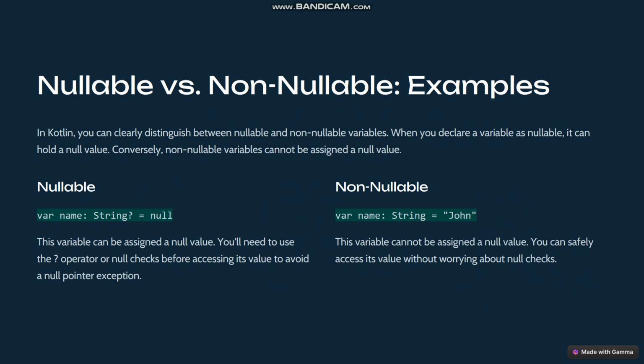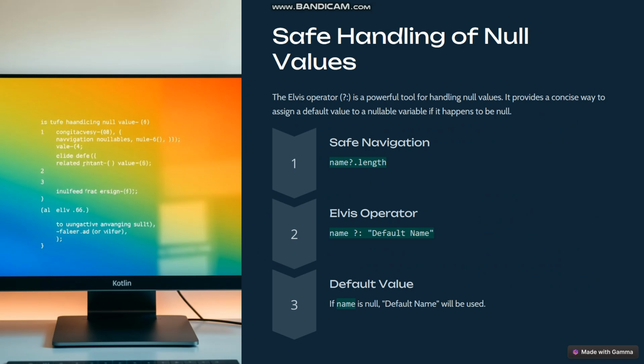You'll need to use the question mark operator or null checks before accessing its value to avoid a null pointer exception. Non-nullable: var name: String = "John". This variable cannot be assigned a null value. You can safely access its value without worrying about null checks.